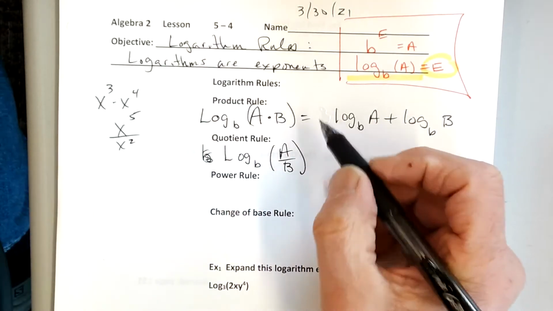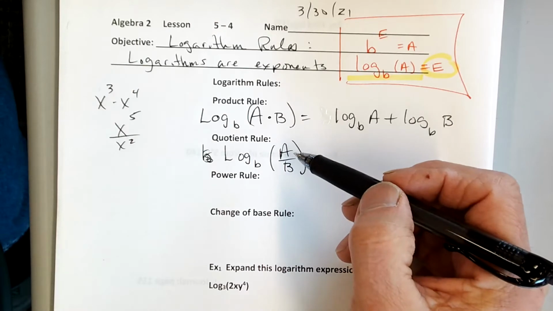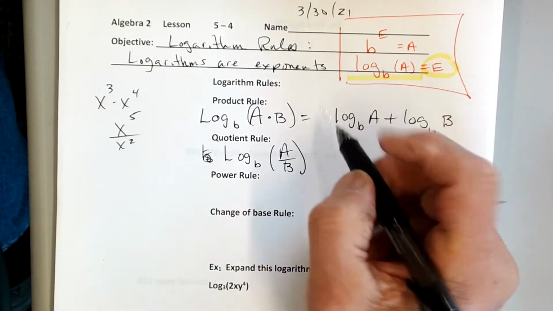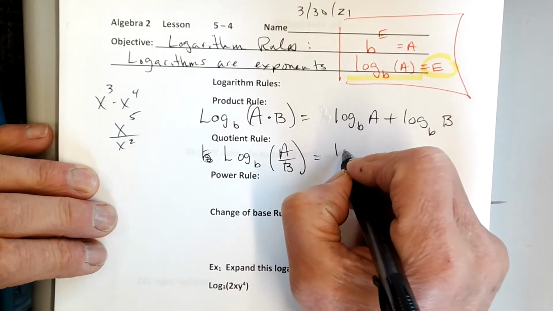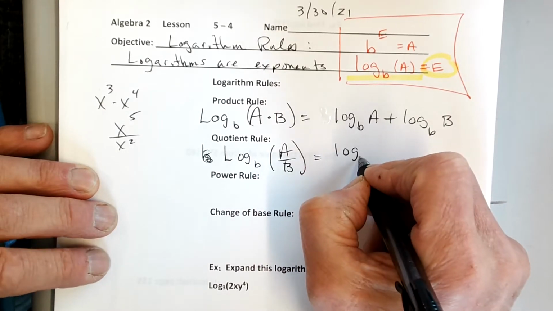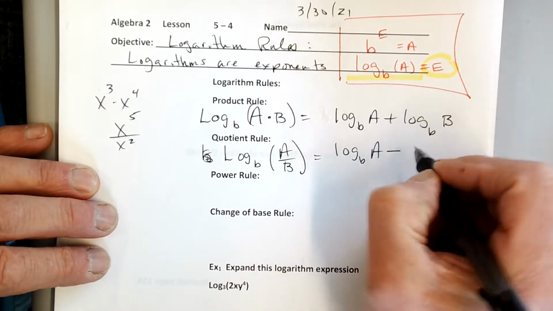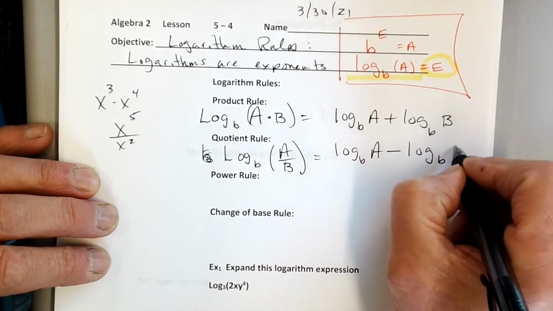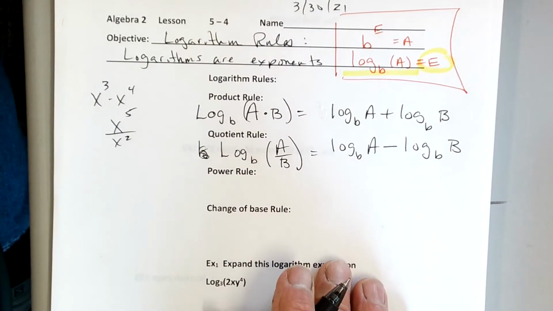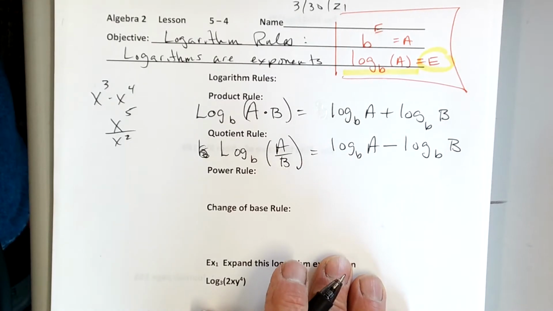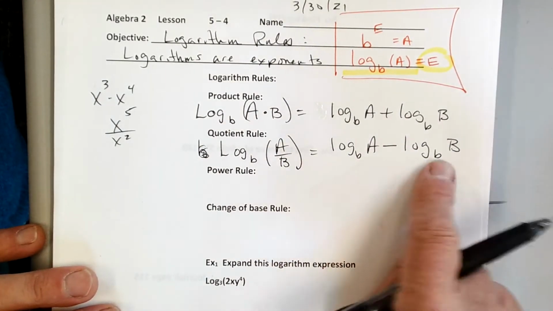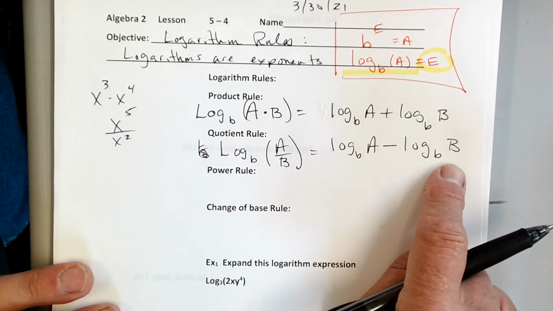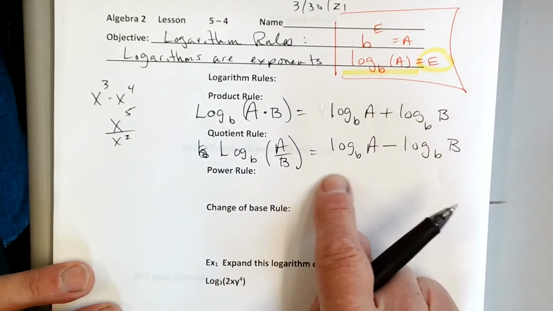So if I have a log expression where two things are being divided, then I can rewrite it as log base b of a subtract log base b of b, okay? So we'll see these. If you have two different logarithms that are being subtracted, we can bring them together and divide, okay?